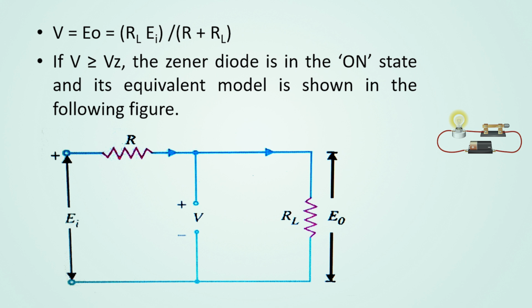So, here the voltage V will be equal to E naught, and its mathematical value will be equal to RL into EI divided by R plus RL. So, on solving the circuit, we will get the value of V equal to RL into EI divided by R plus RL. If the value of capital V is greater than VZ, then the Zener diode is in the on state and its equivalent model is shown in the following figure.